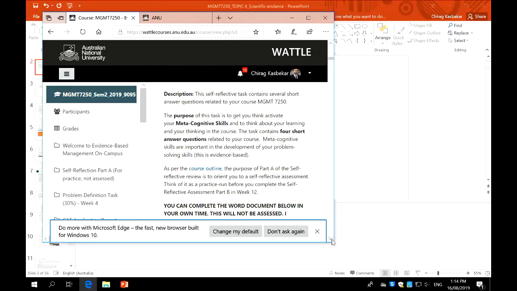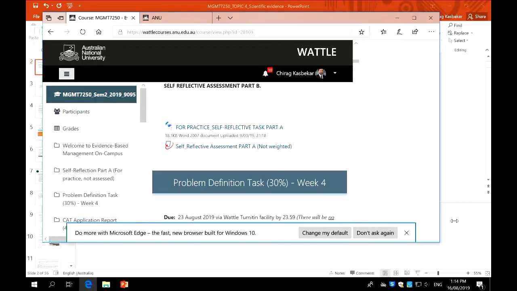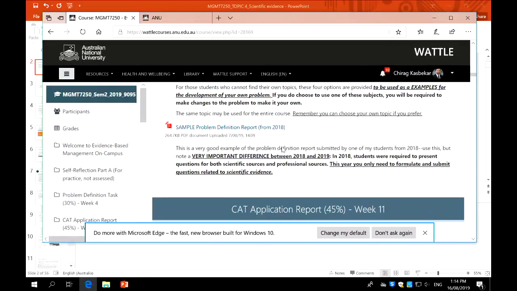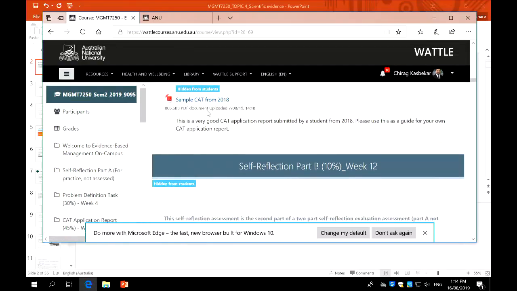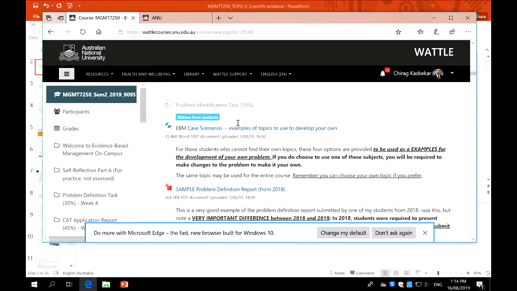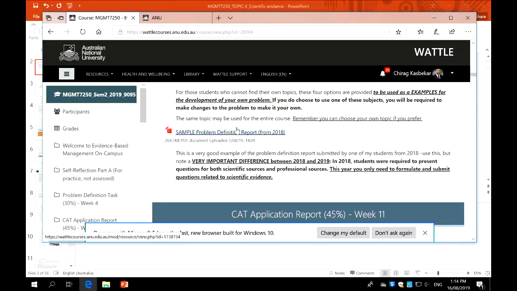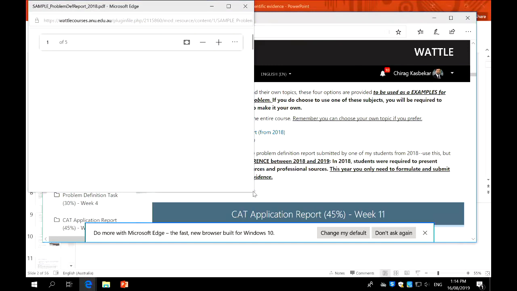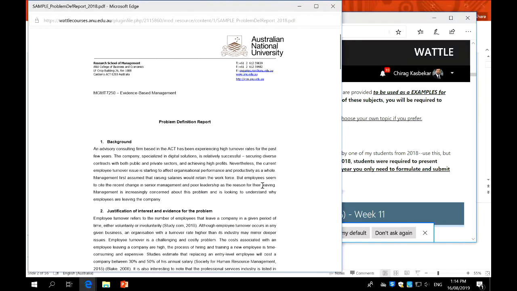So as I made you aware on Wattle, I have put up some samples of a sample problem definition report and a sample CAT, right, from one of my students last year. These are both excellent reports, so I wanted to show you these reports. But I also want to talk about some differences from what you guys will be doing.